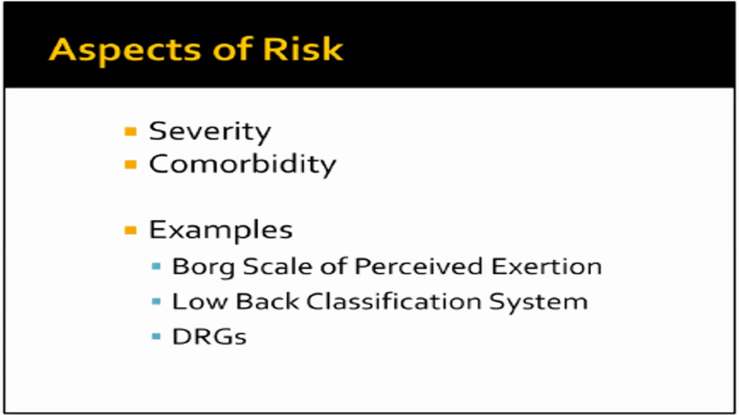One example of severity is the Borg scale of perceived exertion. The scale is used in exertion testing and consists of a calibrated scale that provides the patient a way in which to identify how difficult the exertion is for them. Another simple example is the low back classification system. This system is similar to the way FMEAs are completed, with certain levels translating to a number.